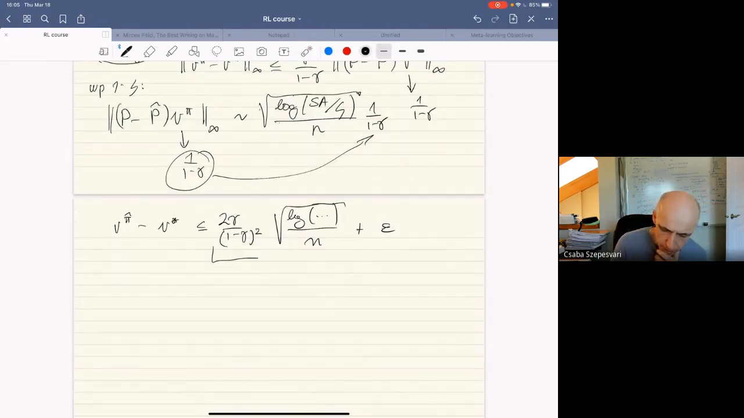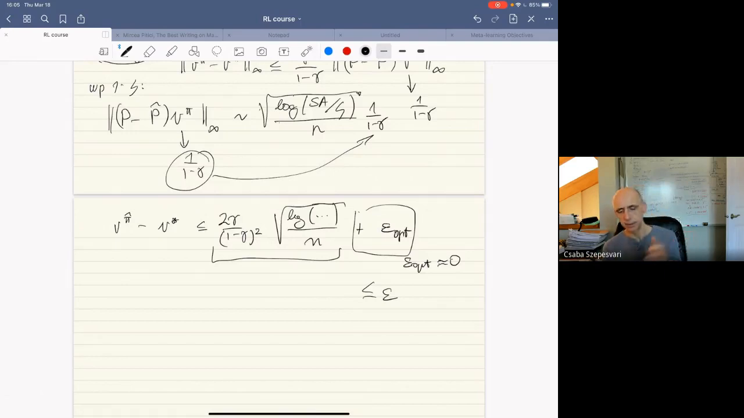And now we need to make this whole thing small. So let's say there is no optimization error. So this is the optimization error. Let's say this is 0. For simplicity, we're just interested in sample complexity, and you need to solve that. The whole thing is smaller than or equal to epsilon. So you have epsilon optimality, what am I doing? Right, the other way around.